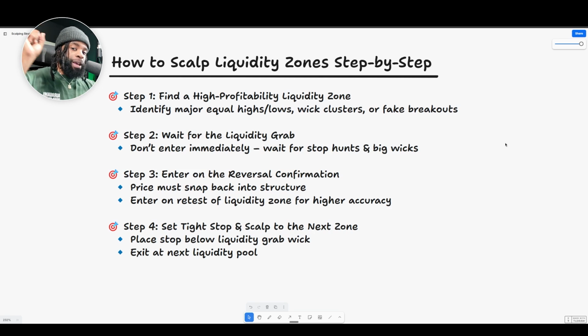Price must first snap back to structure. After that, enter on the retest of liquidity zones for a higher accuracy entry. And then step 4, set your stop loss and scalp to the next liquidity zone.